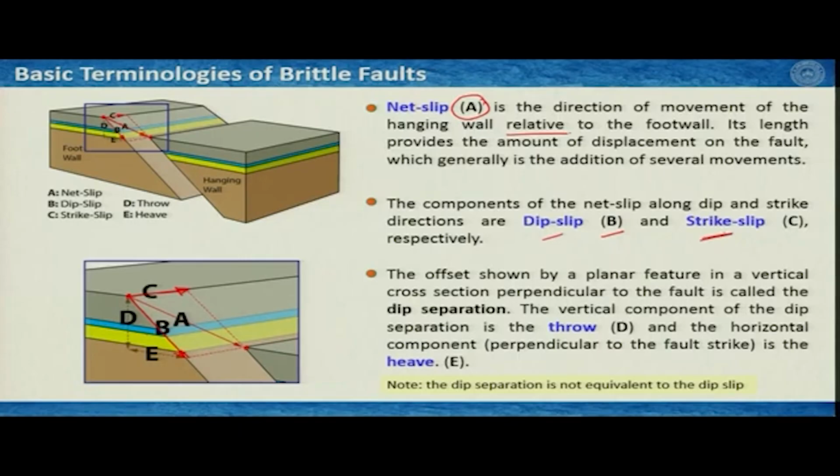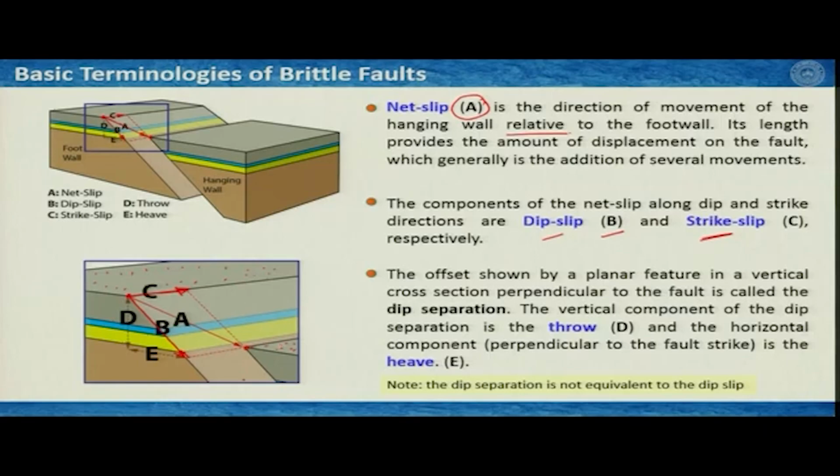Now, we also have an offset because of this fault. When we see a planar feature, for example, this surface, we can consider this horizontal surface as a planar feature. Now, this horizontal surface is resting here. So, it moved down.